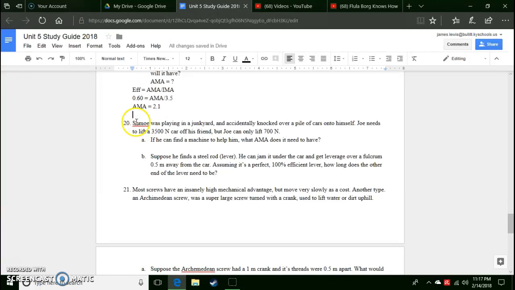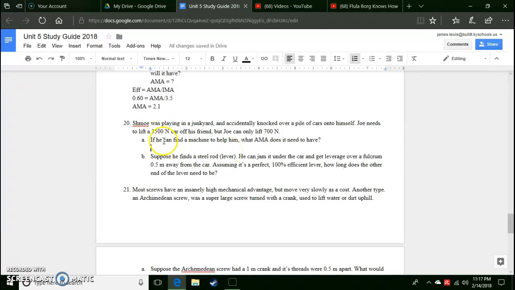So moving on past that, we have Schmo playing in a junkyard. He's accidentally knocked a pile of cars onto himself. Well, Schmo's an idiot, so he needs some help. Joe is going to try to lift this car off of him, but he's not strong enough. He needs to lift a 3,500 Newton car, but he can only lift 700 Newtons. Problem easily solved with a machine, because the whole point of machines is to take your input force and amplify it to a larger force. So all we need is a machine that can take 700 Newtons and multiply it up to 3,500 Newtons.